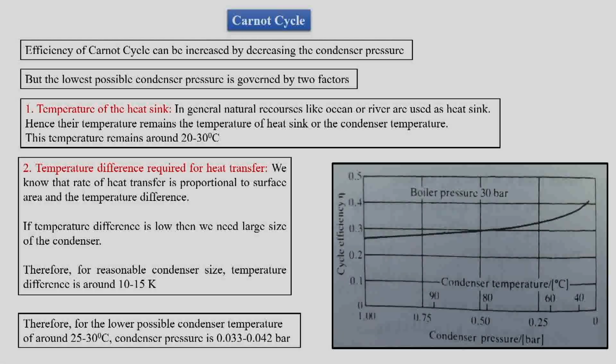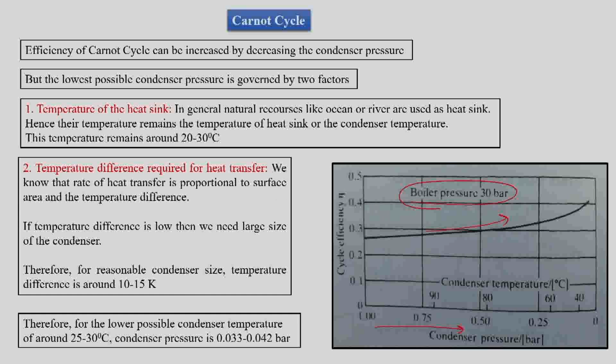So, we can see here that if we reduce the condenser pressure, so condenser pressure actually reduces in this direction, we can see that efficiency increases as we decrease the condenser pressure for the given boiler pressure in the example. We have to remember that this plot is drawn for the example. So, we had given 30 bar pressure of the boiler and 0.04 bar of the condenser. So, that 0.04 bar is decreased to different pressures. Thus, this is one way in which we can improve the efficiency of the Carnot cycle.